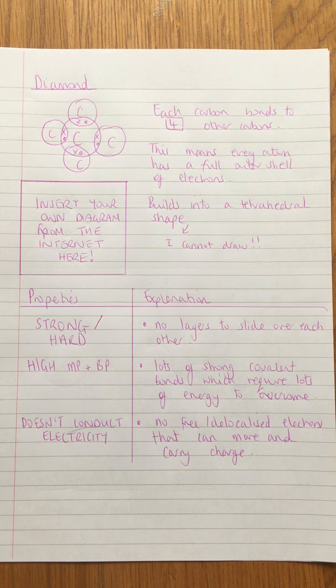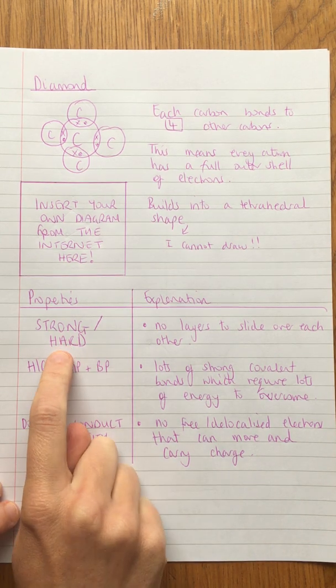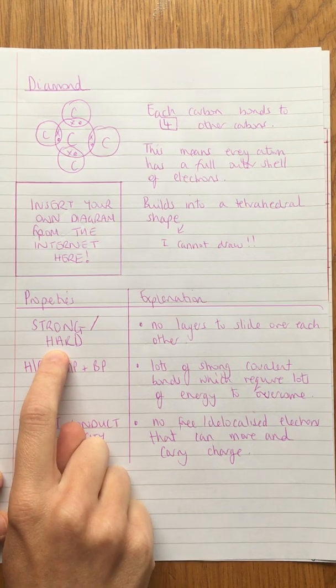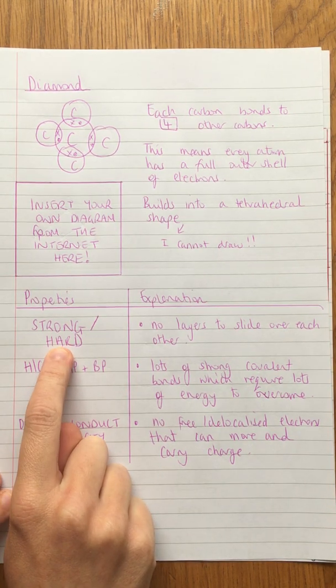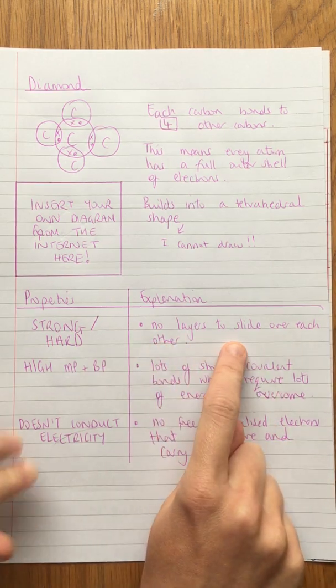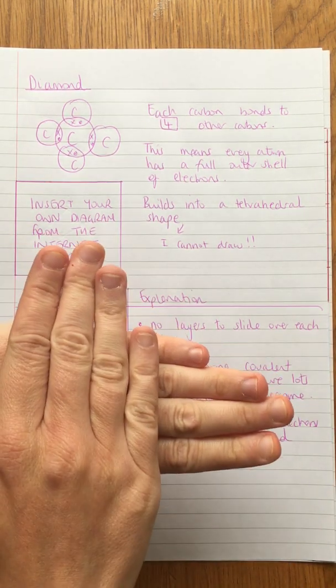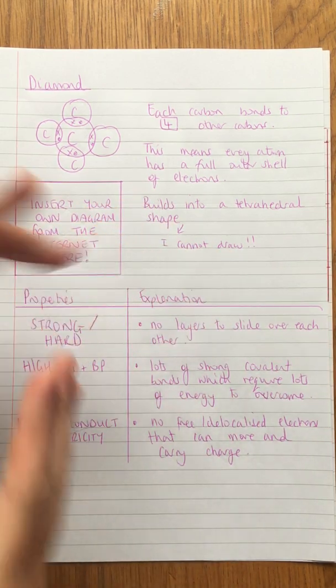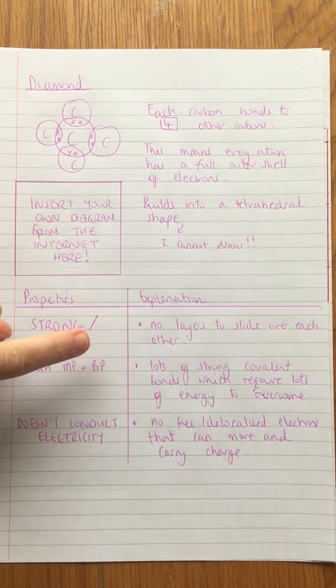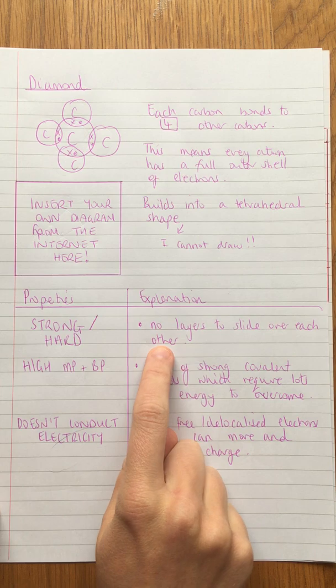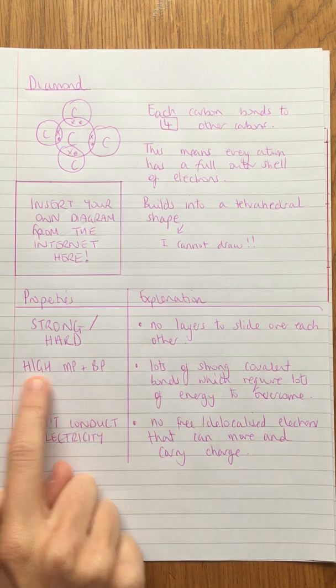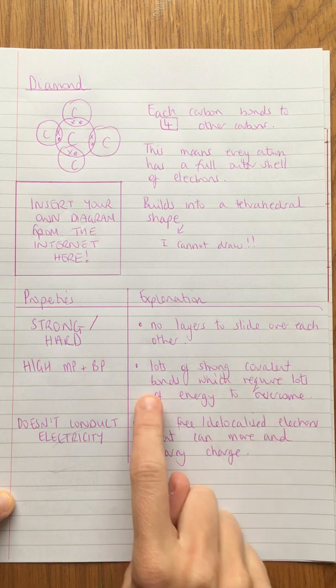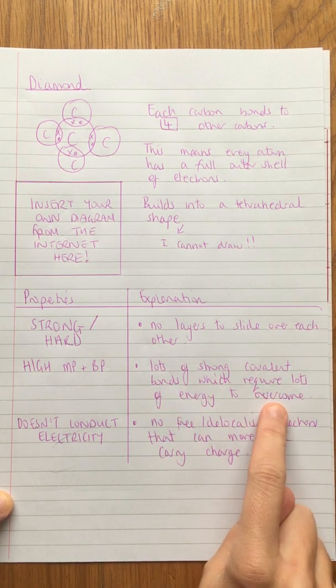It's the same for graphite. So I've picked the same 3 comparative properties so you can easily learn the statements. So diamond is strong or hard. We know that it's the sort of hardest non-man-made substance. So it's strong or hard, and the reason for that is because there's no layers to slide over each other. So if you imagine your hands, that's one layer, that's another, you can move them about. If you think when you're cold you do that, so we've got our layers and they can move about. Whereas in diamond we don't have any layers, so the layers can't slide over each other, so it means that it's really strong. It has a high melting point and boiling point because it's got lots of strong covalent bonds which require lots of energy to overcome.